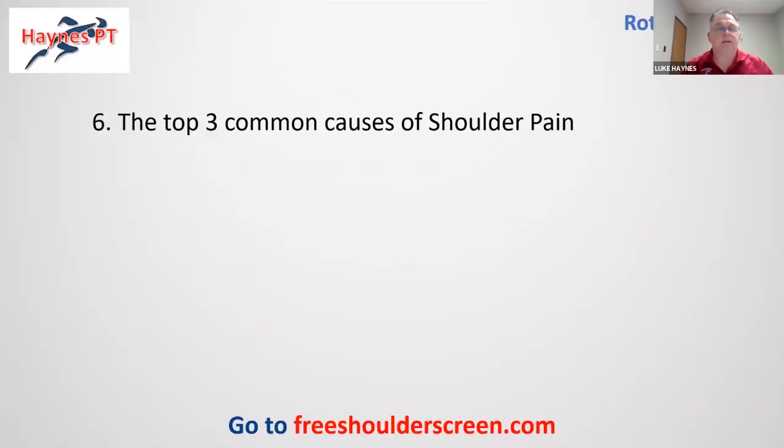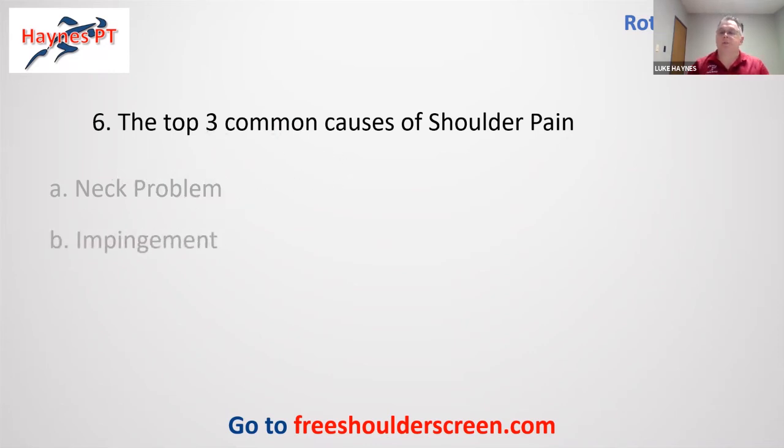So back to the worksheet, the top 3 common causes of shoulder pain. The first one, it's a neck problem. There's something going on here. There's a limitation in rotation, or looking up or down, or bending side to side. So the neck problem is number 1.